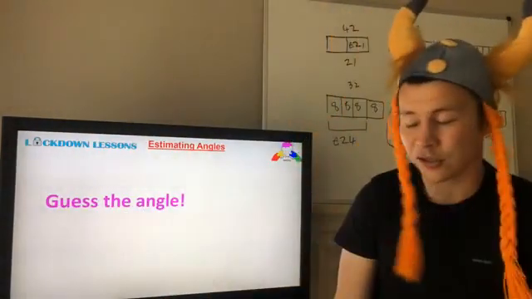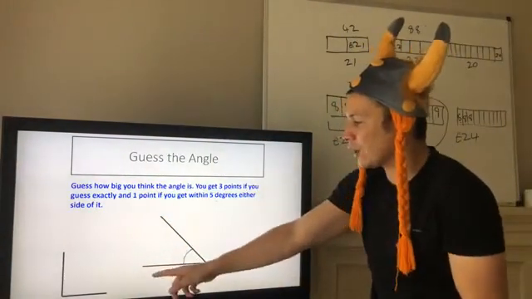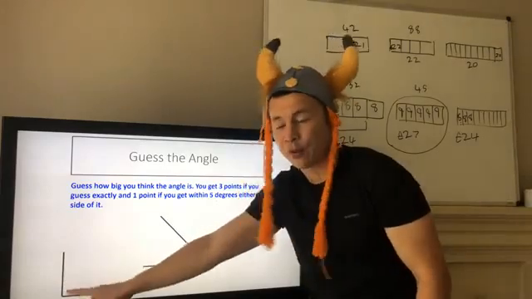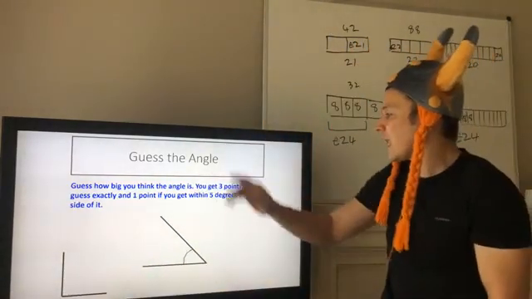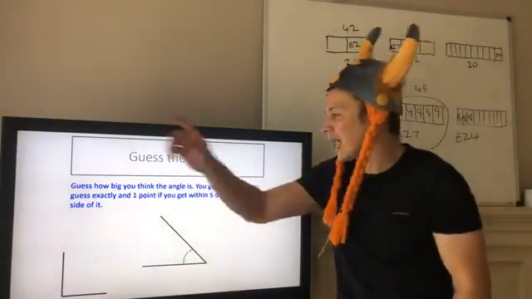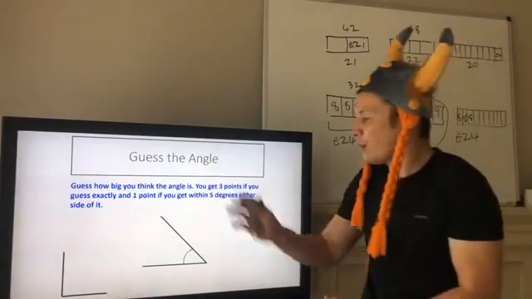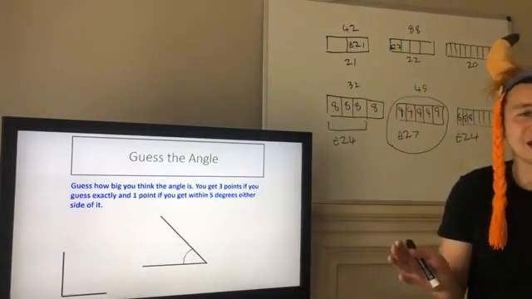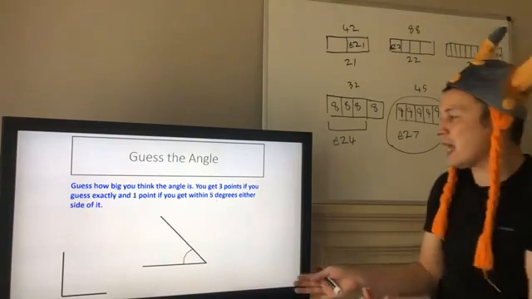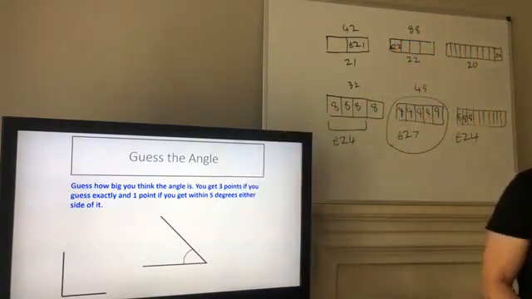Okay, so guess the angle. So we're ready to guess our first angle. So first one, how big is this angle? I put the 90-degree one there, I put the right angle there to help you. You get 3 points if you get it exactly right. You get 1 point if you get within 5 degrees either side. So I'll explain that in a bit, but you just guess what the angle is, type it on the chat.